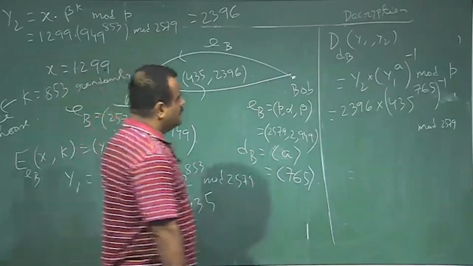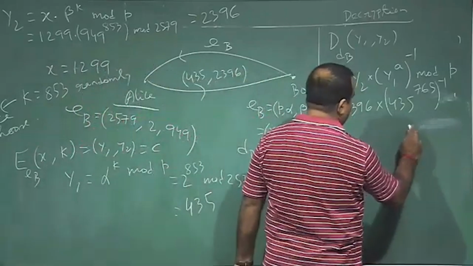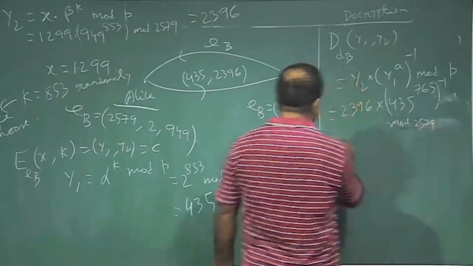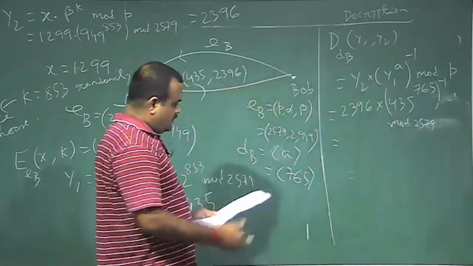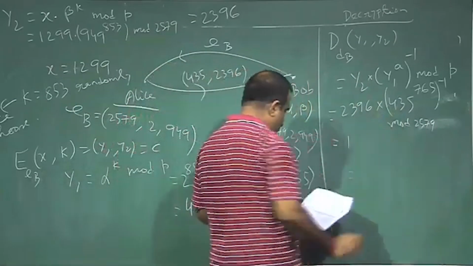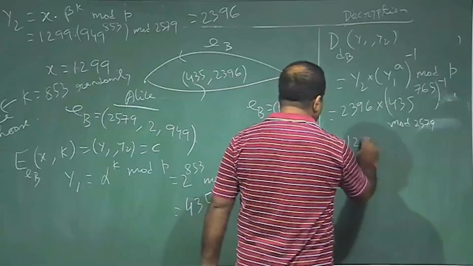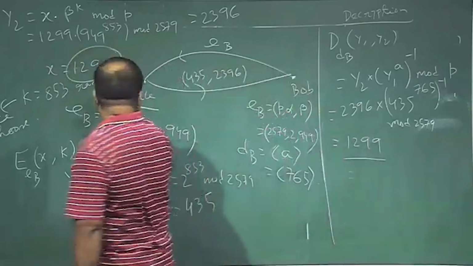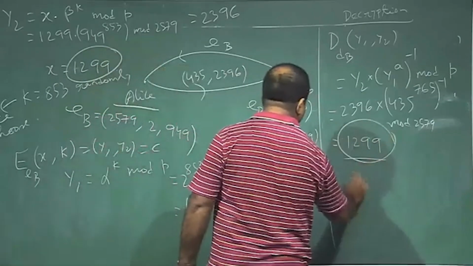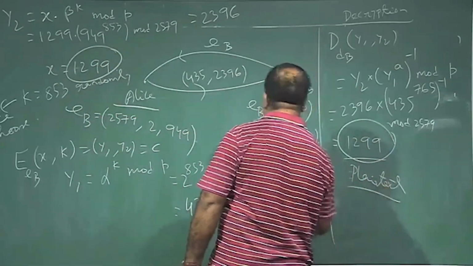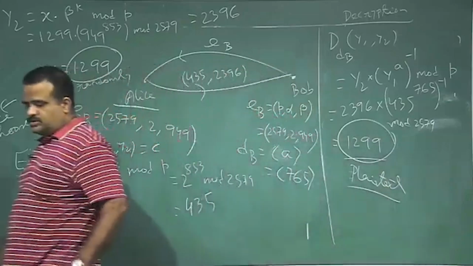Okay, so this may be out of the board, 2579. Okay, so we can calculate this easily. If we calculate this inverse and all these things, it should give us 1299. So 1299. This is the plain text, which was encrypted.